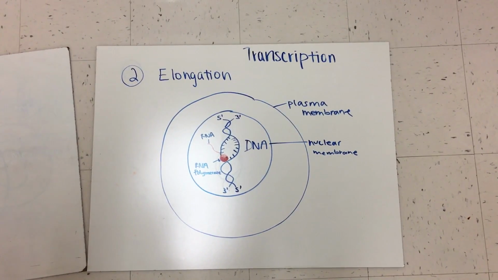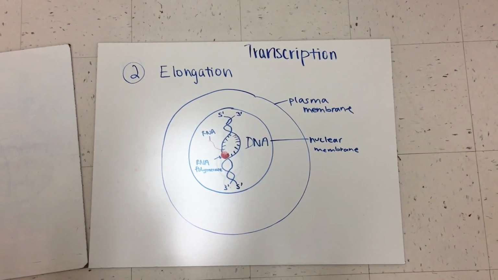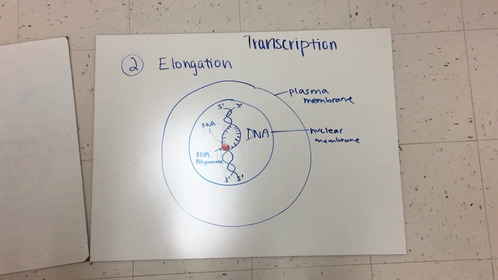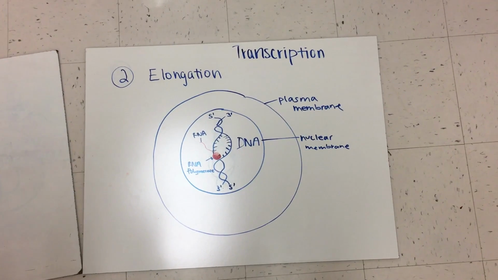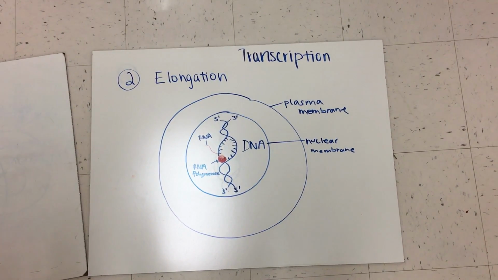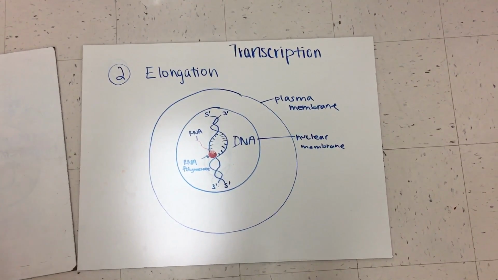RNA polymerase only exposes 10 to 20 base pairs at a time, and a single gene can be transcribed at the same time by several molecules of RNA polymerase II.